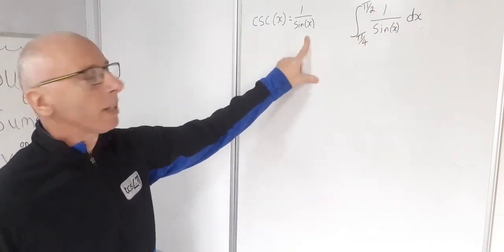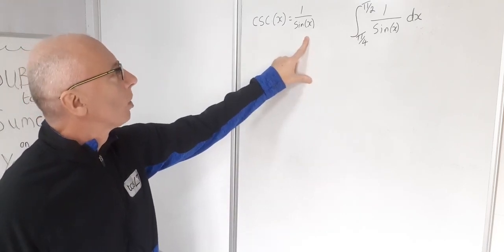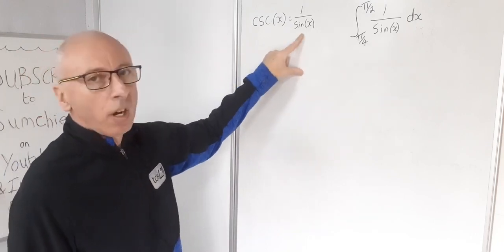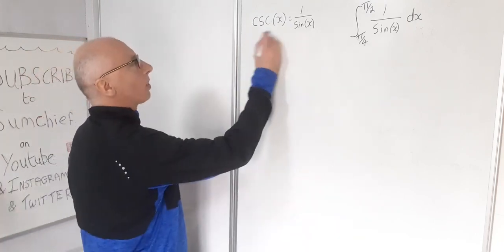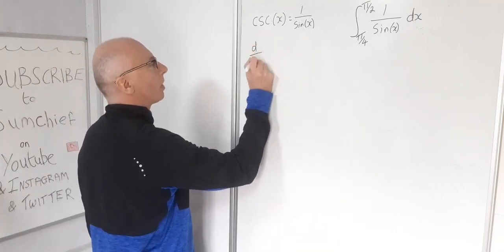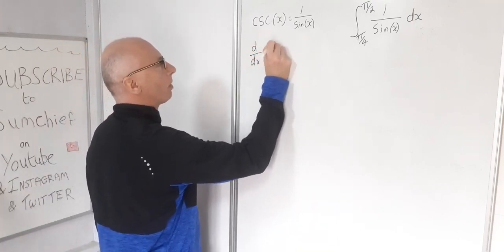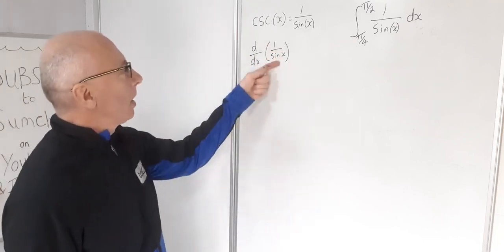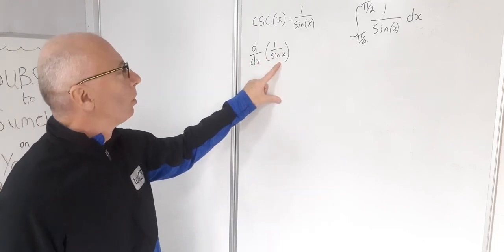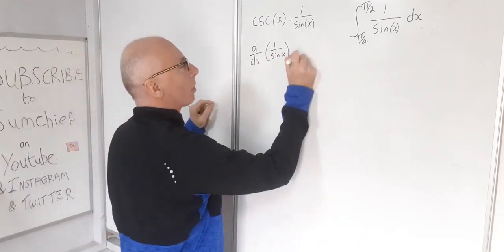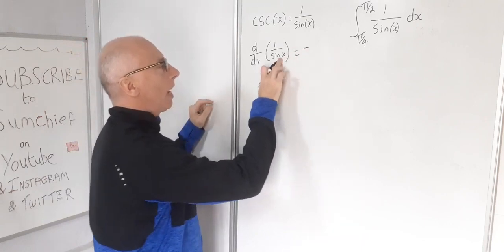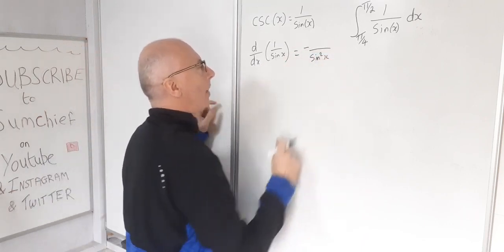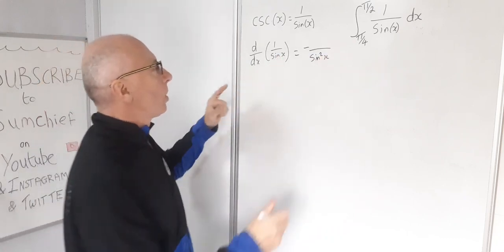Well, first of all, let's take the derivative of cosecant of x, because when we do our u sub, we need to take the derivative of our u. So the derivative with respect to x of 1 over sine of x. Now this is a usual reciprocal rule for derivatives. So the reciprocal rule is we get the negative and then square the bottom term and then the derivative of the bottom term, which is cosine of x.